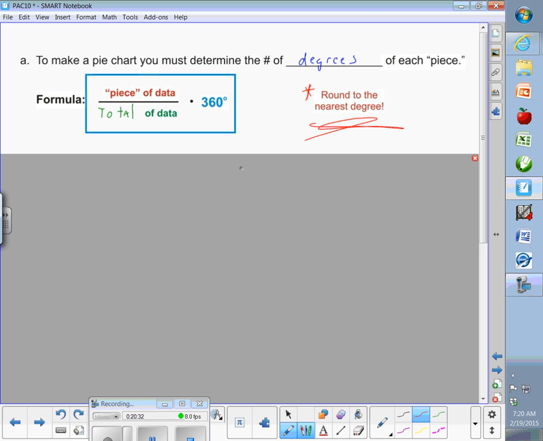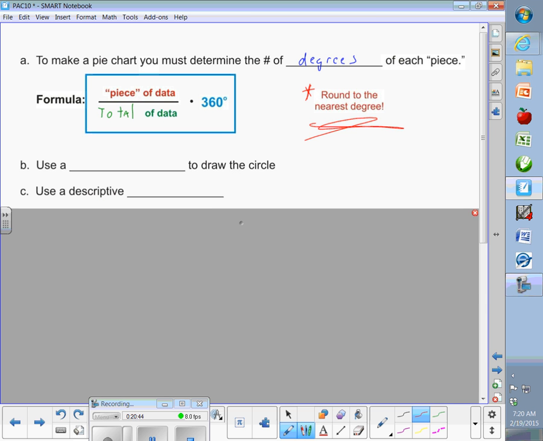I know we round everything to the tenth, to one decimal place, but you can't make a tenth of a degree with your protractor. So just round off to the nearest degree.